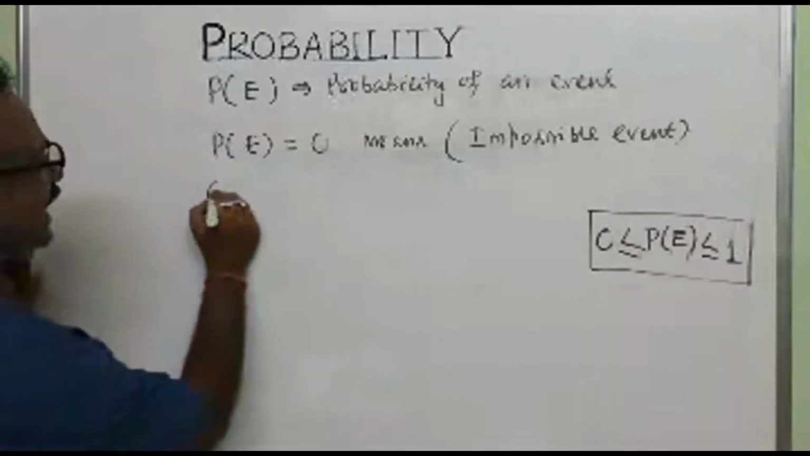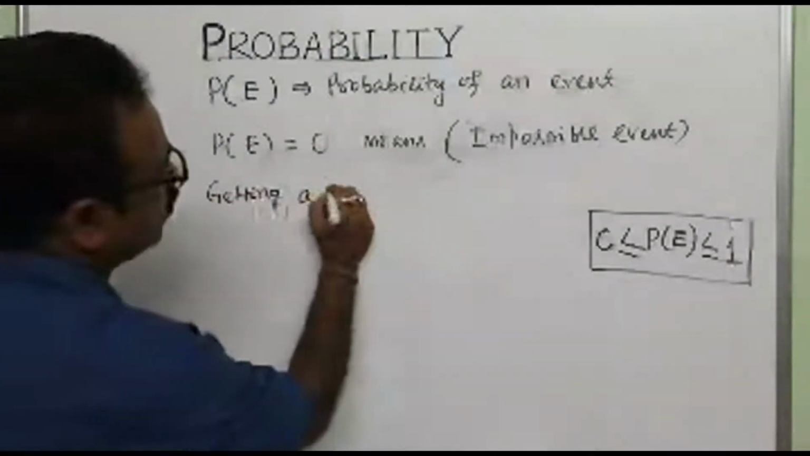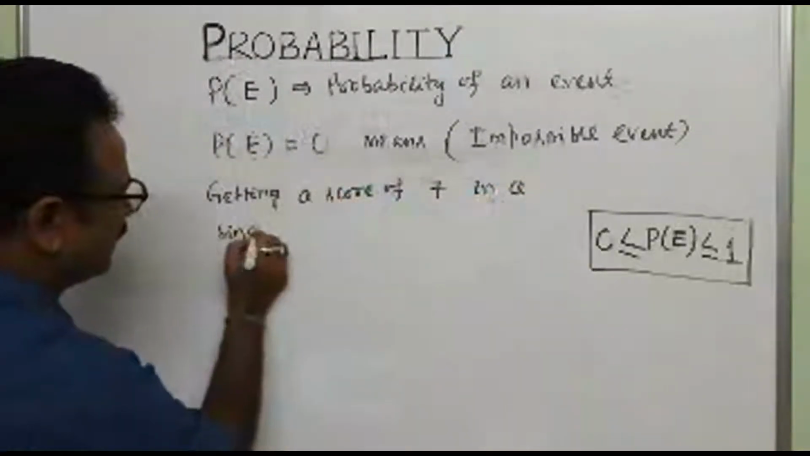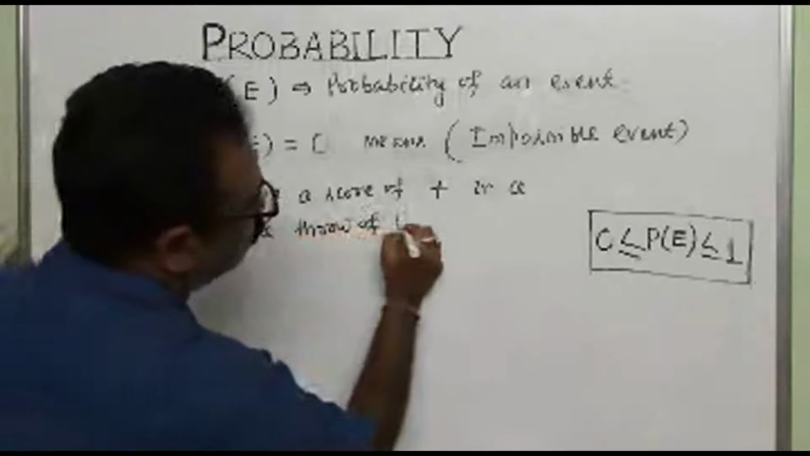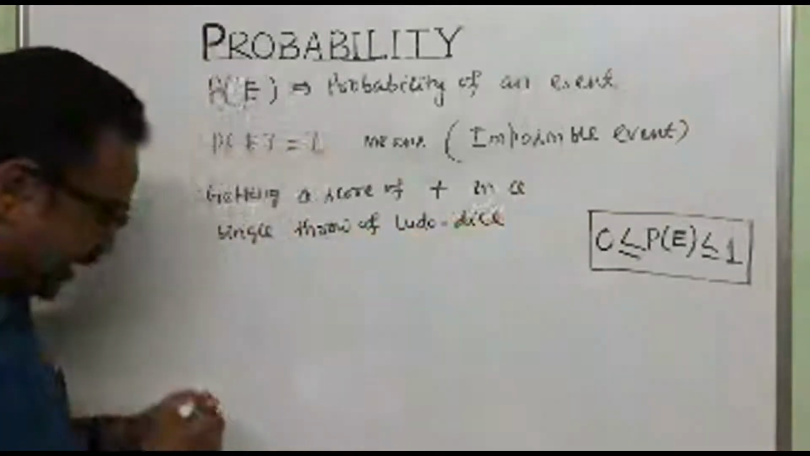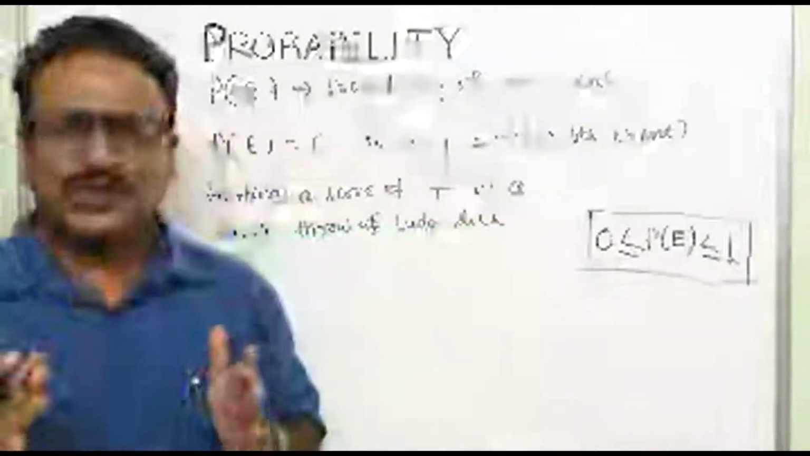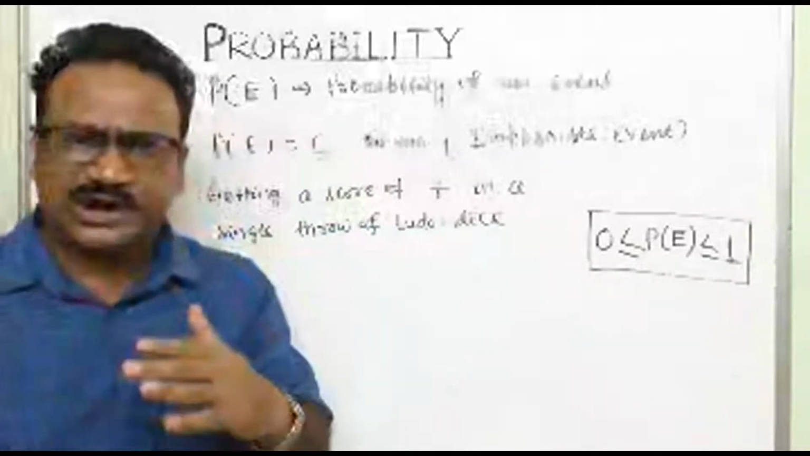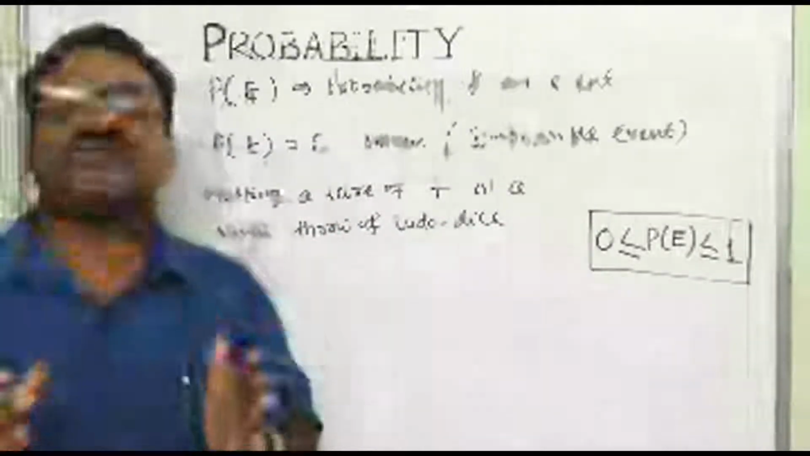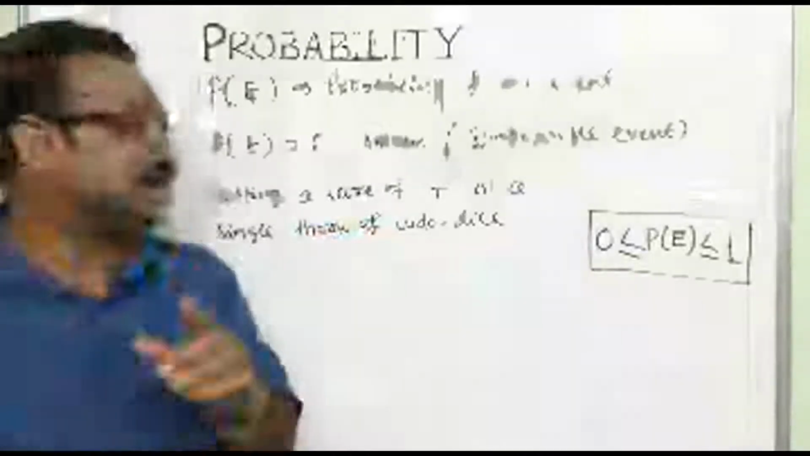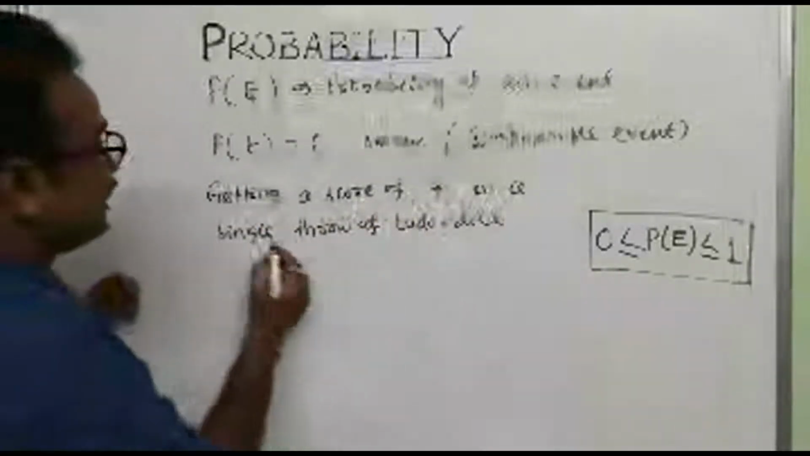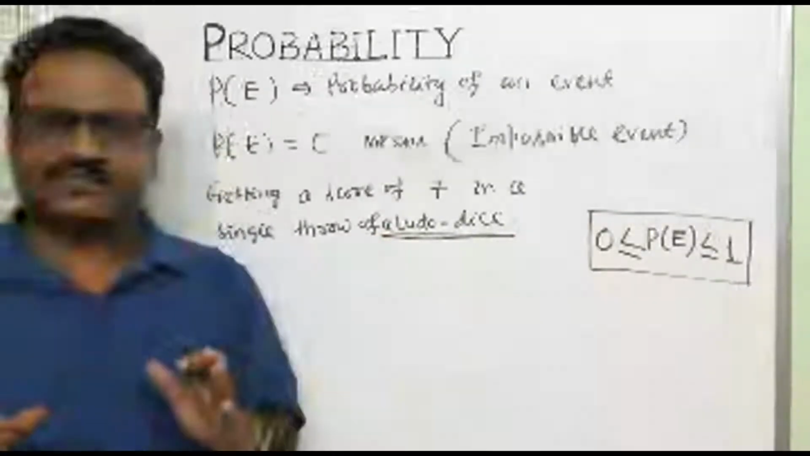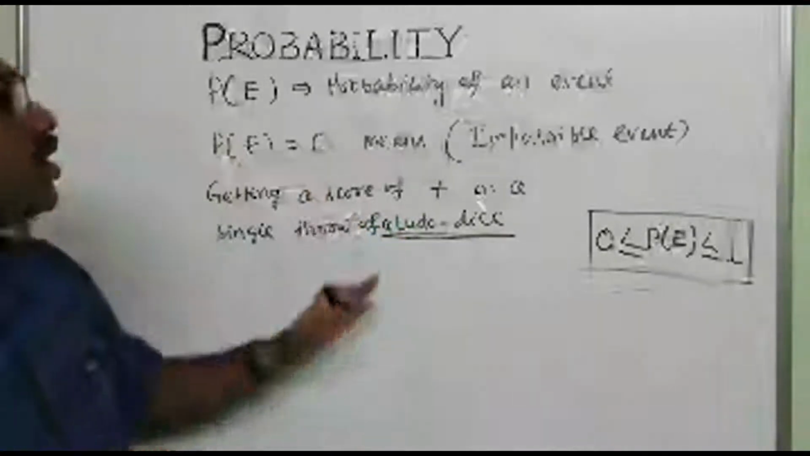How? Suppose getting a score of 7 in a single throw of a Ludo dice. In a Ludo dice, 1, 2, 3, 4, 5, 6 are the outcomes. If you roll one single Ludo dice, anyone of 1 to 6 may come. But 7 will not come. So it is impossible. Impossible event.